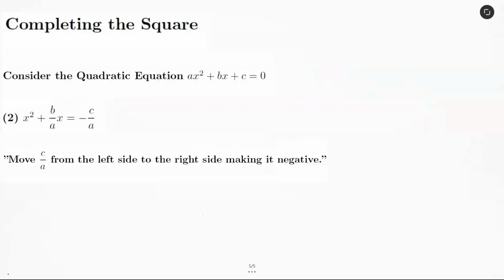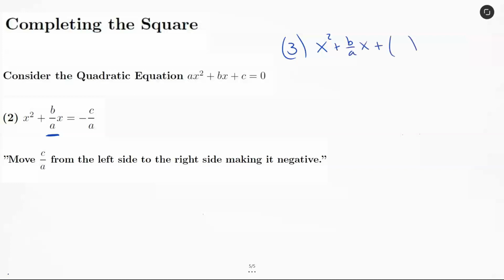Here we have step 2, written nice and neat. Now step 3. Step 3 will be to cut the coefficient of x in half, square it, add it to both sides. That's a mouthful. We'll have to repeat that several times. Now the coefficient of x is b over a. So here's what we're going to do. We rewrite x squared plus b over a times x.